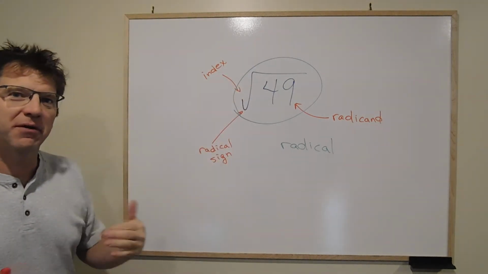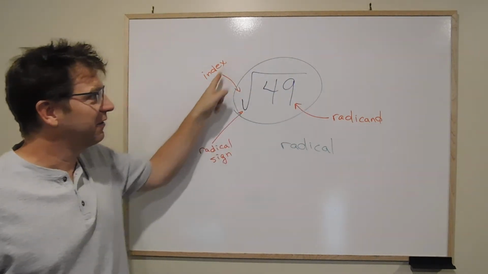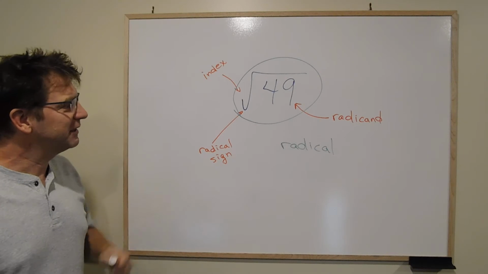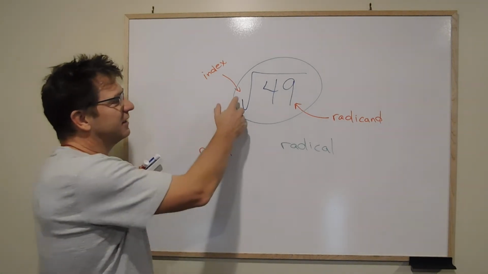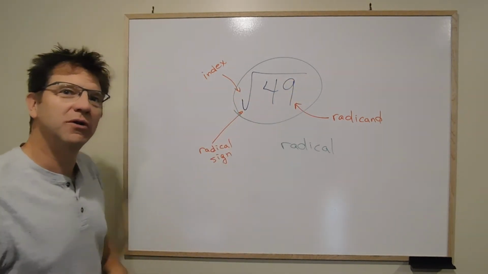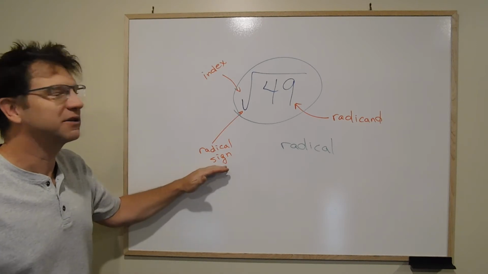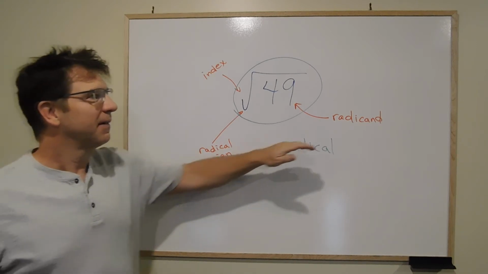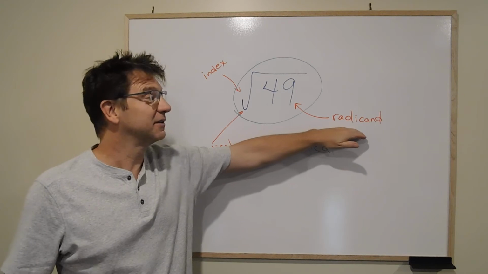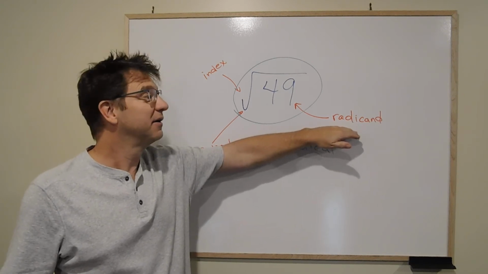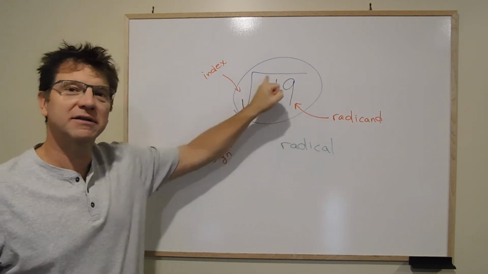So when you say deal with the radical, that means the entire thing. Okay? And there's pieces of it. The radical sign is what we normally call the root sign, the square root sign. Technically, it's called the radical sign. The radicand, and you'll see this language in future slides as well, the radicand is the number inside.